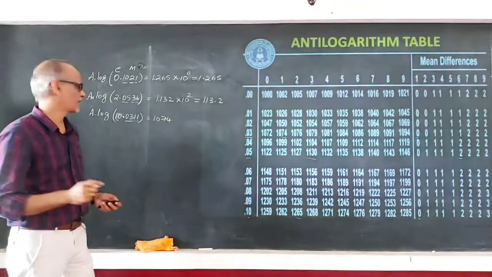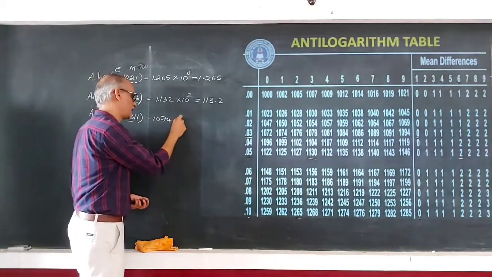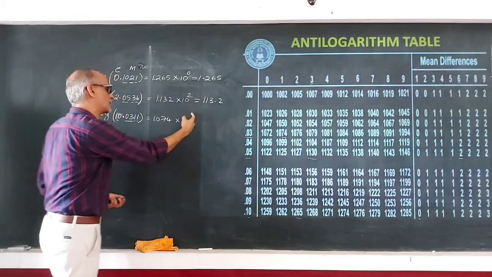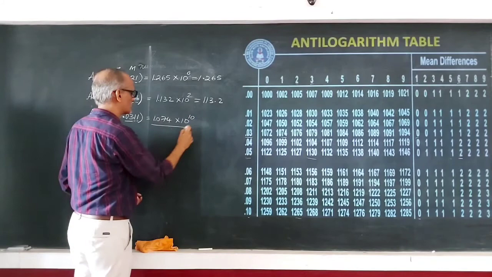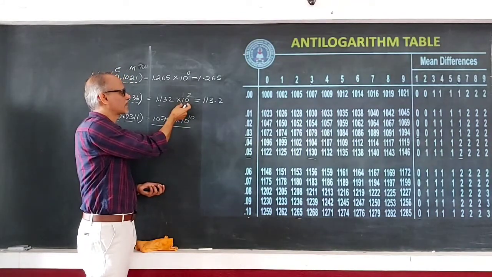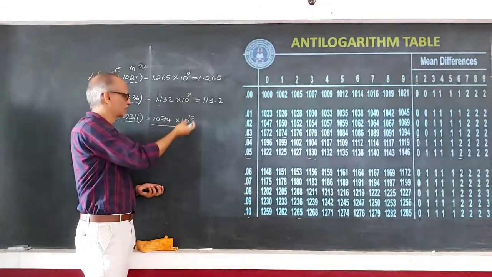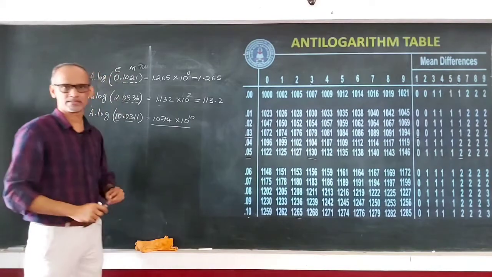Now, tell me what you are supposed to do. Write the decimal point. Where? After the first digit. What next? Multiply by 10 raised to the power of that characteristic, which is 10. So this is the answer. We don't simplify this because this is a large number. Earlier, 10 raised to the power was a small number, but 10 to the power 10 is a huge number. So we don't multiply and write it out. We leave it as it is.